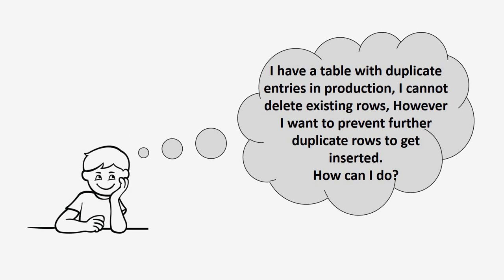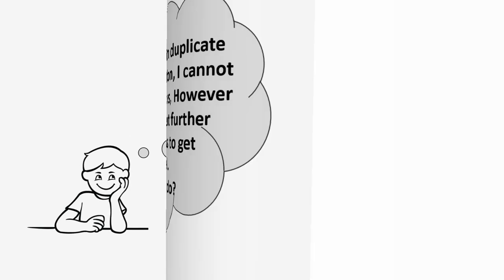First let me explain what the question is about, then we'll see how to answer it. We have a table in production which contains a few duplicate entries. The requirement is to avoid further duplicate entries getting into the table. Basically, we need to find a way to stop duplicate entries from being inserted. Obviously, we will not be able to delete the existing records. So how will you avoid further duplicate rows getting inserted into the table?